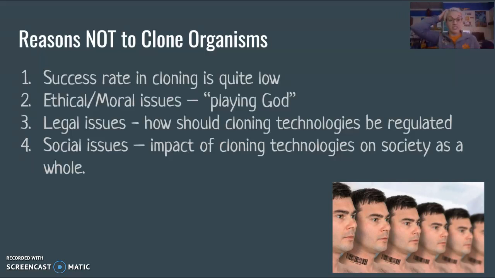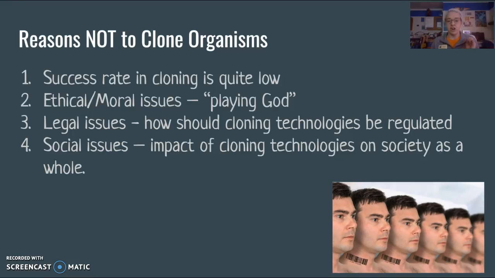Reasons not to clone organisms. There is a gamut of reasons why people are against cloning, or scientists are against cloning. There actually is a very low success rate. The likelihood of actually getting a clone is very, very slim. It takes a lot of perfect conditions in order to get this to work.